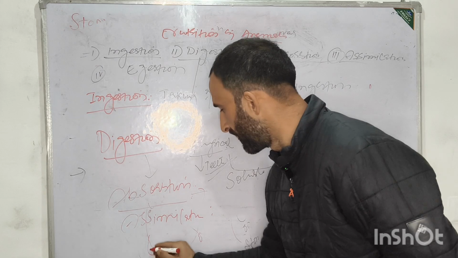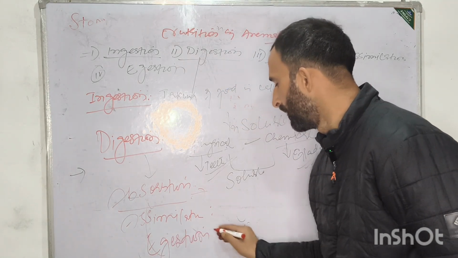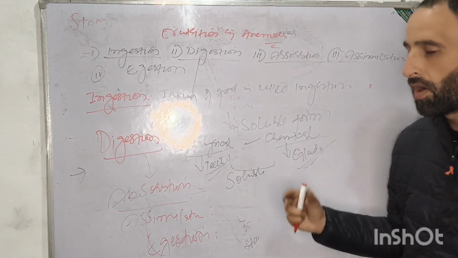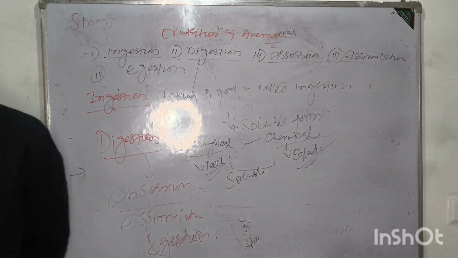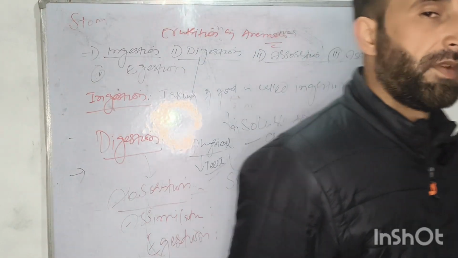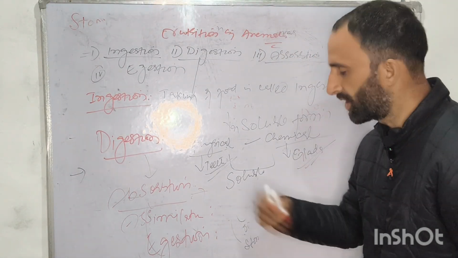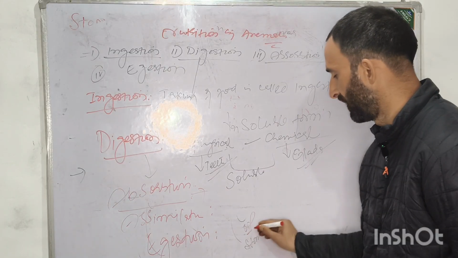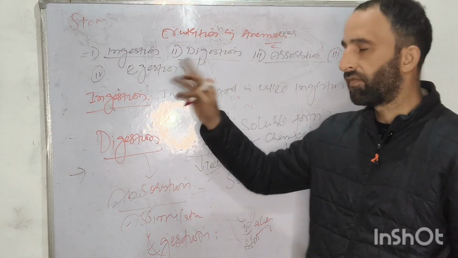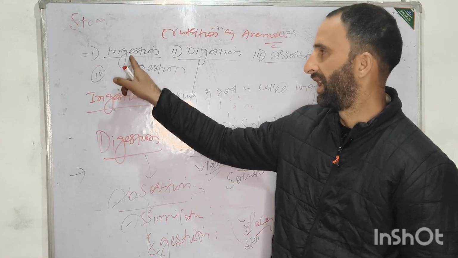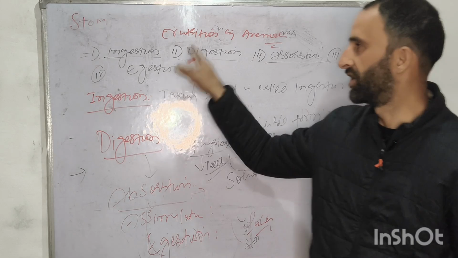And the last step is egestion. Egestion means some part of the food remains undigested, which is ejected from our body in the form of feces. These are the 5 steps: the first one is ingestion, and then digestion, absorption, assimilation, and egestion.